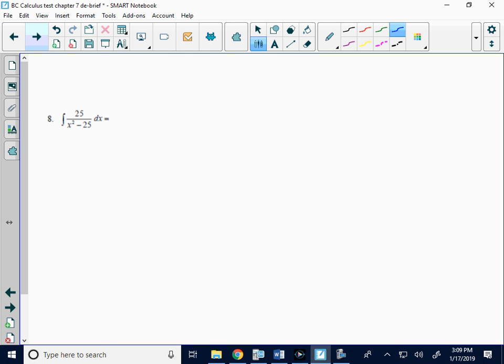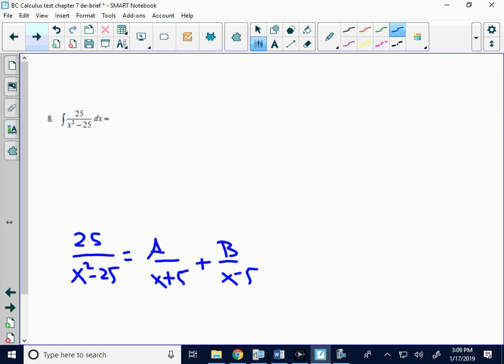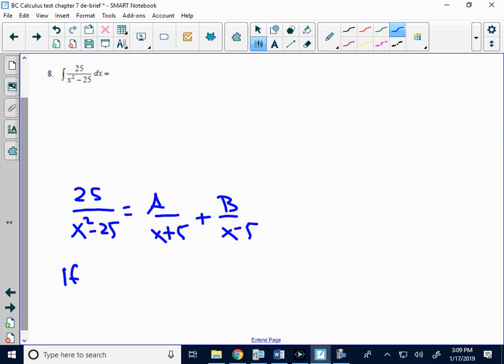This one is a partial fraction, so you have to go off to the side and write this as a over x plus 5 and b over x minus 5. It doesn't matter which one goes first. And then just make some notes. First of all, let's get the characteristic equation. So multiply through by the common denominator, and we get 25 is a times x minus 5 and b times x plus 5. Okay, so that's going from there to there.